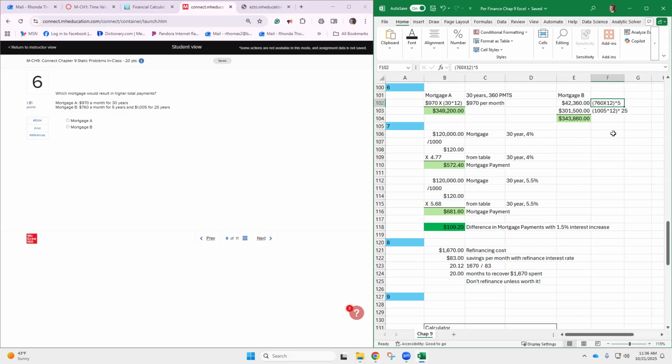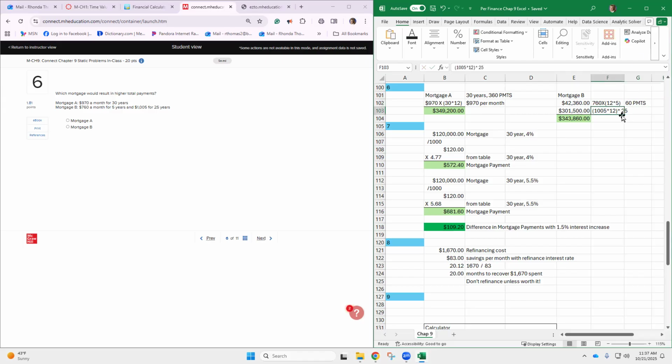Okay, so then if we do mortgage B, let me change that one as well. The first is paying $760 a month. You would do that for 5 years. So then we have 5 times 12, which would be 60. So 12 times 5, which is 60 months. There's 60 of the months, or 60 payments.